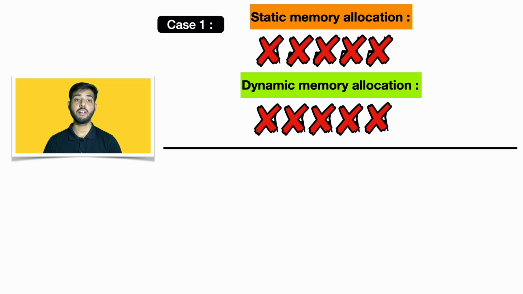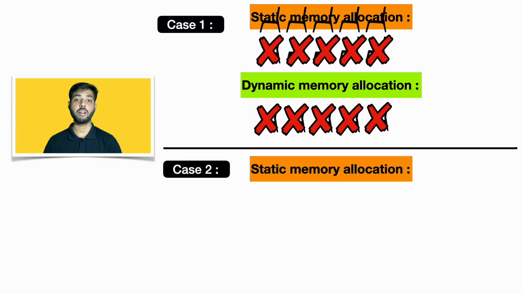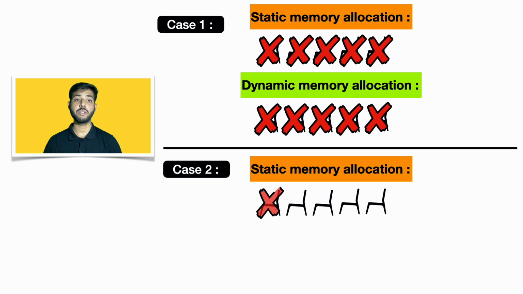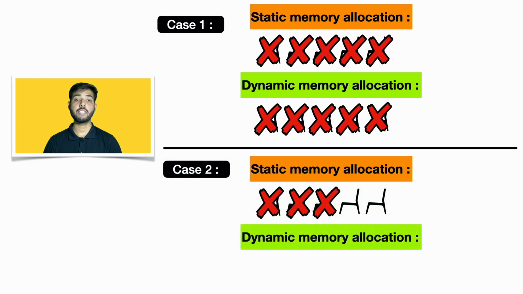Now case 2, when only 3 out of 5 guests come to your house. In the scenario of static memory, it will allocate 5 chairs beforehand. However, 2 chairs will remain vacant. But in the case of dynamic memory allocation, as guest 1 comes, it allocates the first chair to the guest, then guest 2 comes, it allocates another chair to the guest, and then guest 3 comes, it allocates another chair to the guest. Now, no further guest is coming, so it will not allocate any chairs further. Thus, no vacant chairs and efficient utilization of the space.